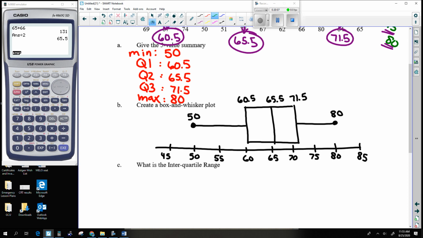Next is the interquartile range. The interquartile range is the biggest quartile subtract the smallest quartile, which is always quartile 3 and quartile 1. And so that is going to be 71.5 minus 60.5, and that is 11.